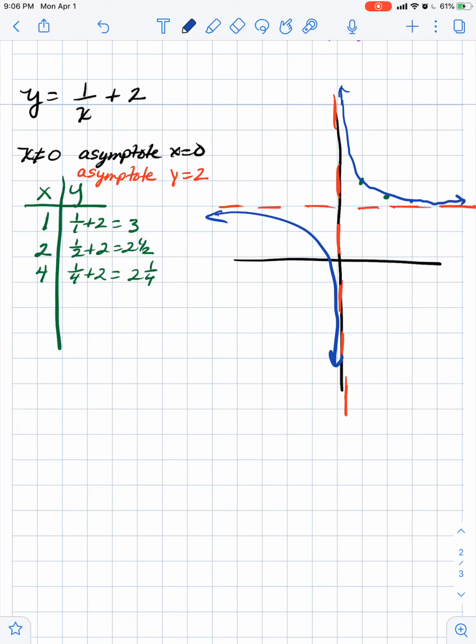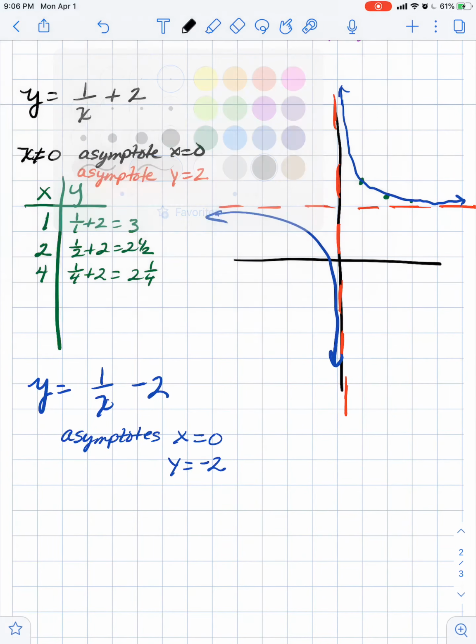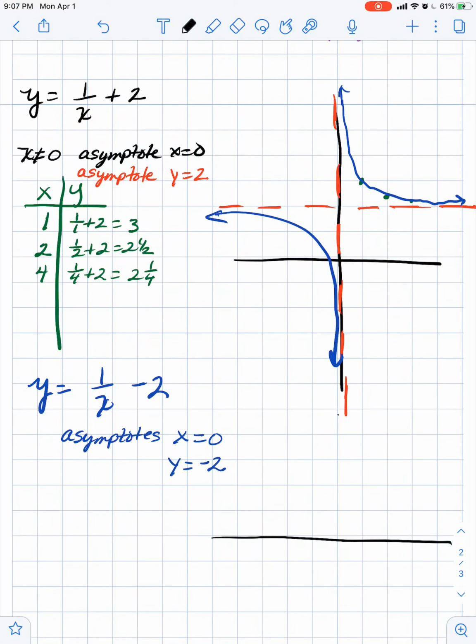So what do you think it would look like if it was a -2? What would be my asymptotes? Hopefully you realize I didn't move it left or right, so it's still x equals 0. And the other one now would be y equals -2. So when I go to graph, and this will show you how easy these are if you know the basic graph, I should have moved that up some. Actually, let me move that line a little bit.